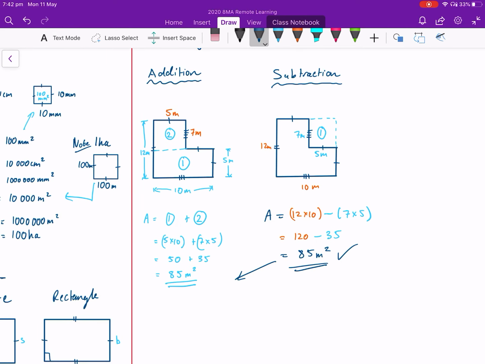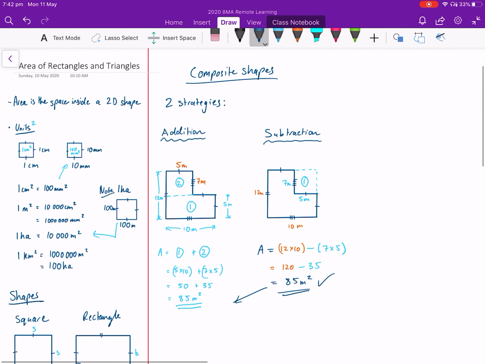So there are two separate strategies on how to calculate composite shapes. And that's the shapes that are more than one shape added together.